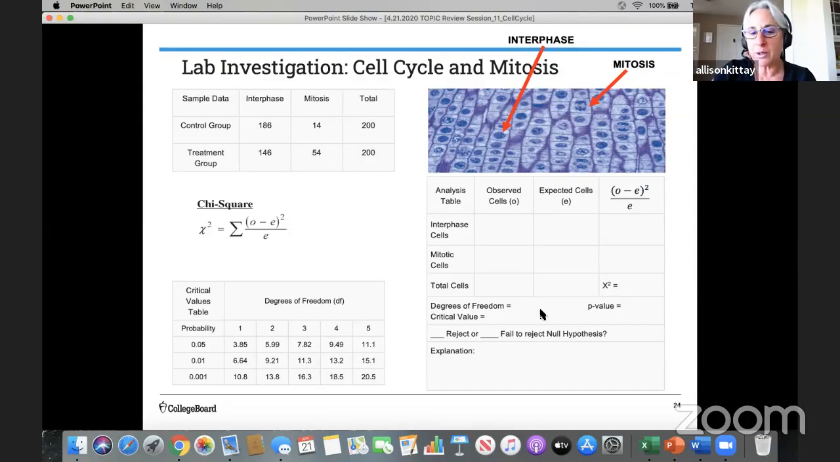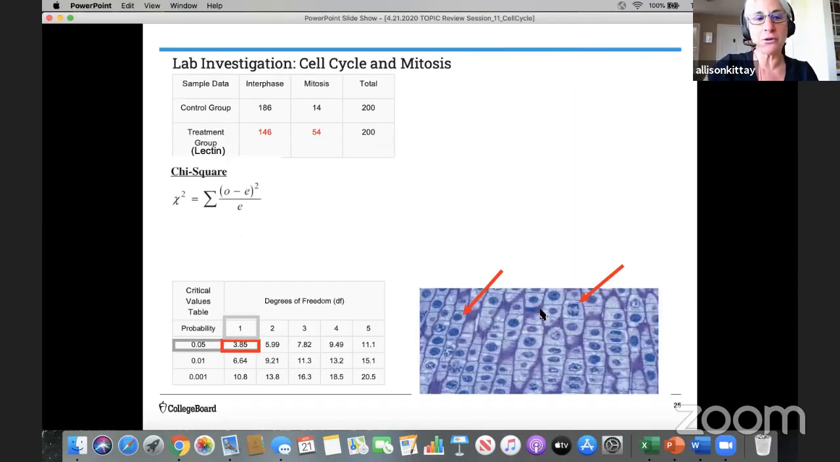The way we decide this is that if the chi-square value is greater than the critical value, we have to reject our null hypothesis. There is a difference. If we fail to reject our null, it's because our chi-square value is less than our critical value, and then we basically accept our null. There is no difference in our observed and expected data.